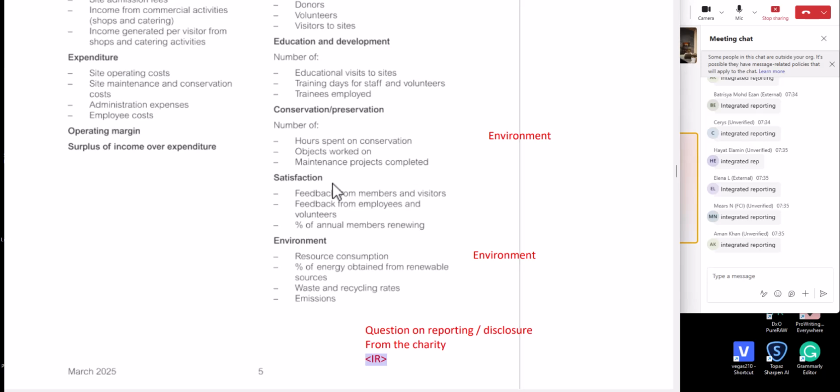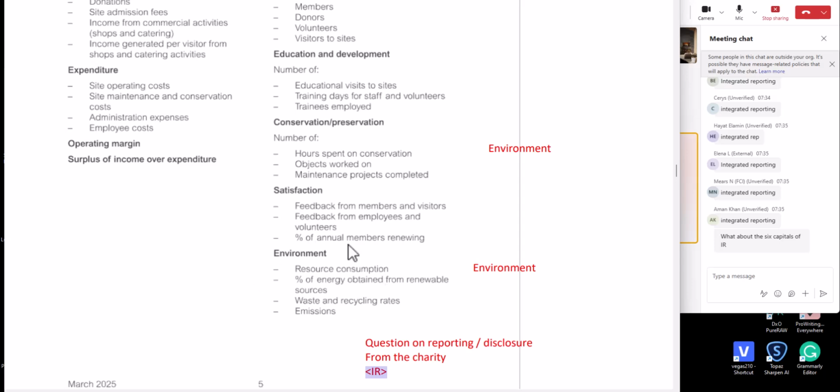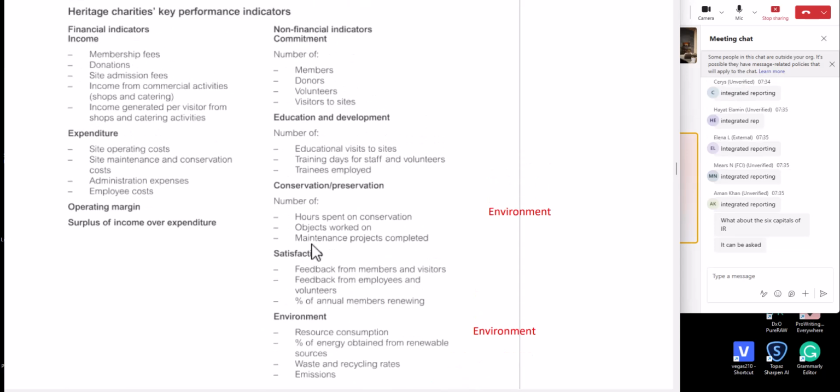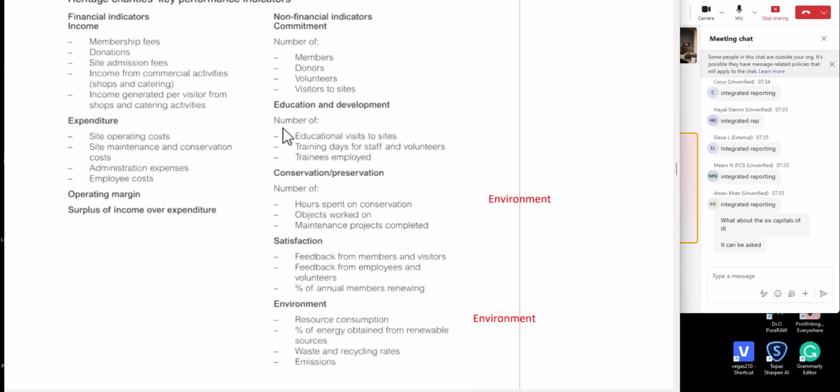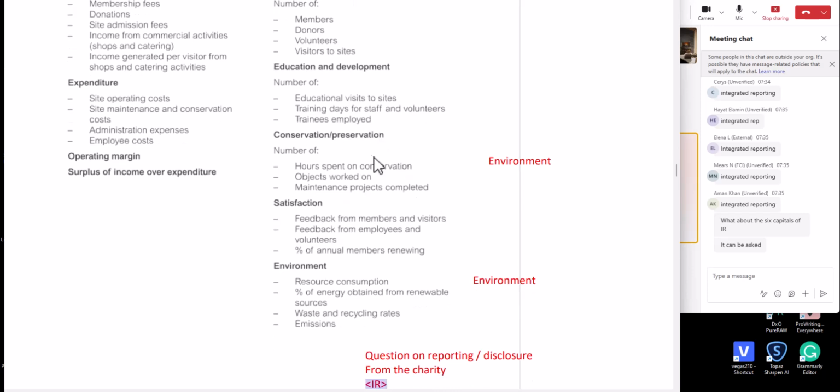I think because you've got these KPIs here, it lends itself to a nice question about how, potentially, there's a need for a charity to have transparency and disclosure. So how can we use those integrated reporting elements in the charity? Yeah, six capitals. So you've got financial here, you've got your natural capital here, you've got your social, you've got your human capital here. You've got the social impact of the local conservation.